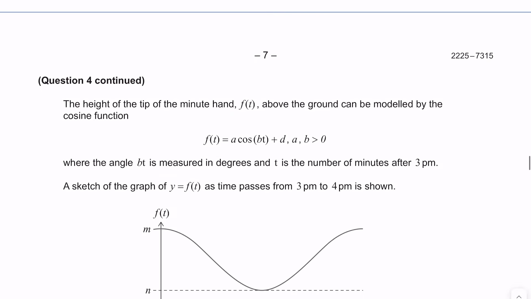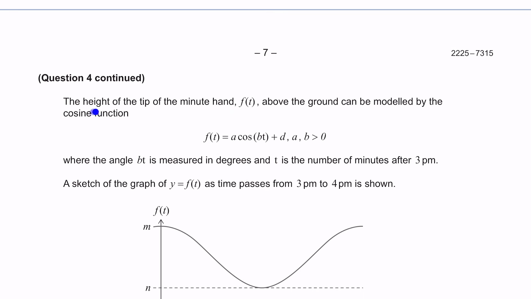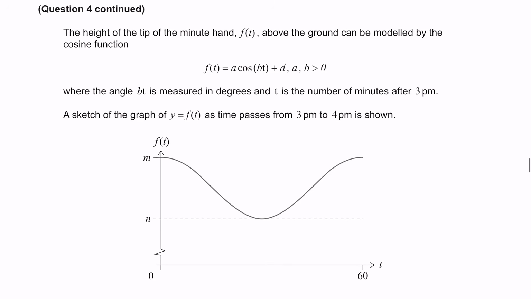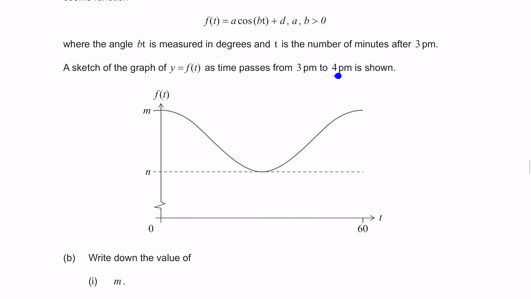Okay, so f of t represents the height of the minute hand above the ground. And we want to try to create a function that allows us to determine the height of the minute hand above the ground at any given point in time. Okay. A sketch of the graph of y equals f of t as time passes from 3 p.m. to 4 p.m. is shown. Okay, so they tell us 3 p.m. to 4 p.m. because this is the time it takes for one complete cycle. That is to say, the time for this minute hand to sweep through one revolution.